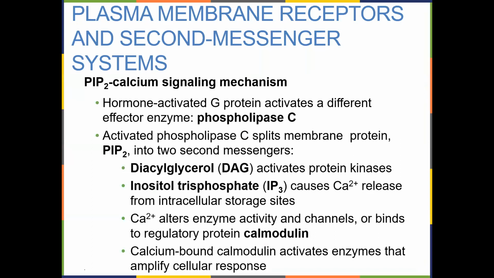So, now, the other second messenger is known as PIP calcium. Instead of adenylate cyclase, we use something called phospholipase C. Phospholipase C breaks a protein in half into what's known as diglycerol and inositol triphosphate, or what we say, IP3. Now, why is that important? Well, the diglycerol does the same thing as cyclic AMP did. It turns on the protein kinases. The IP3 causes a release of calcium.